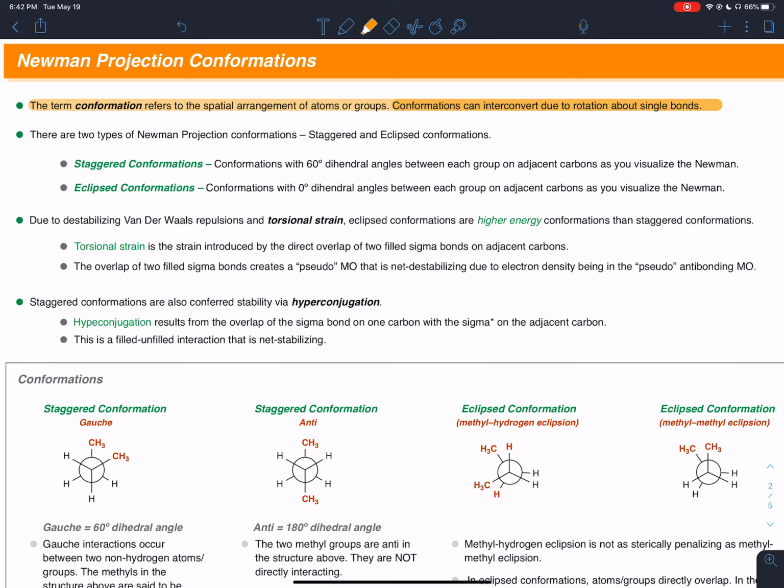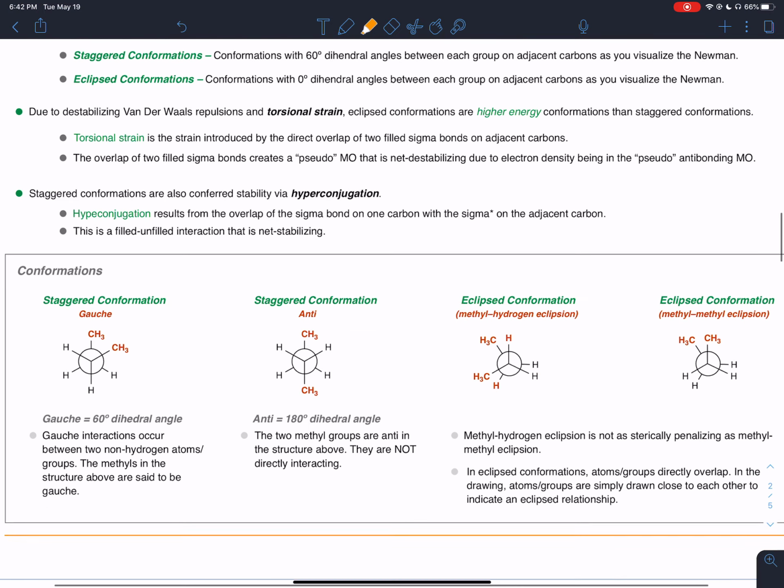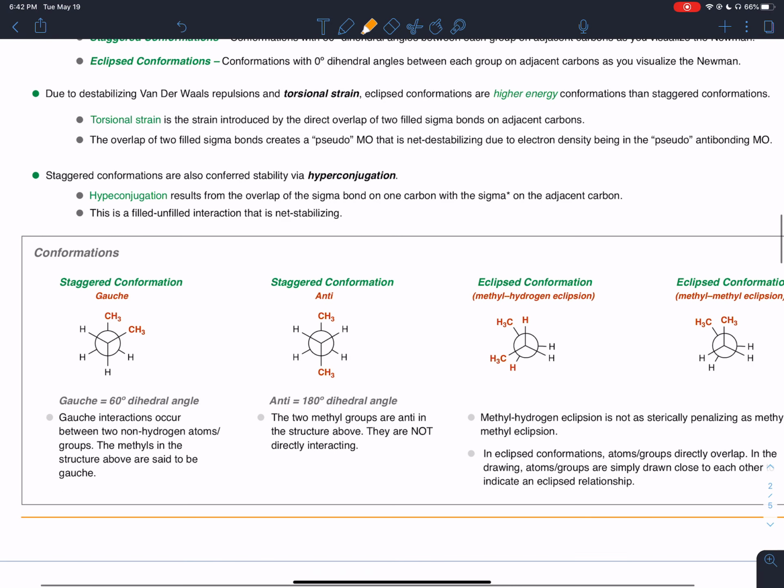There are two types of Newman projections. We have staggered conformations and we have eclipsed conformations. When you look down here, we have our staggered and our eclipsed conformations. Your staggered conformations are these two right here. You will see kind of gaps in between your groups, okay?